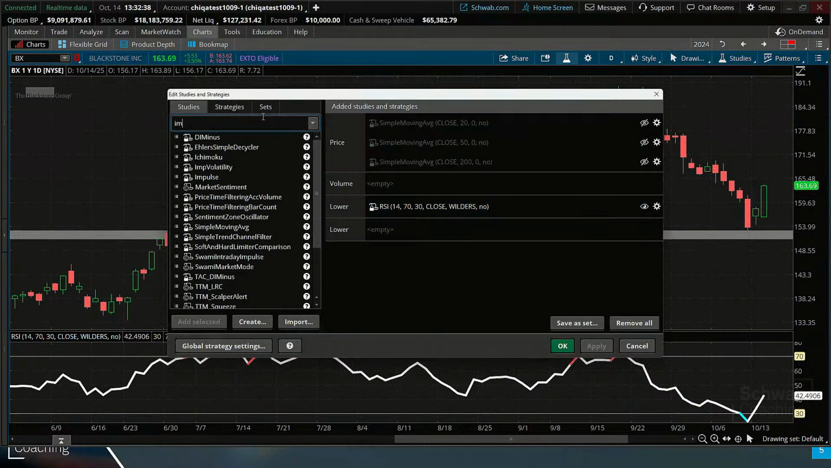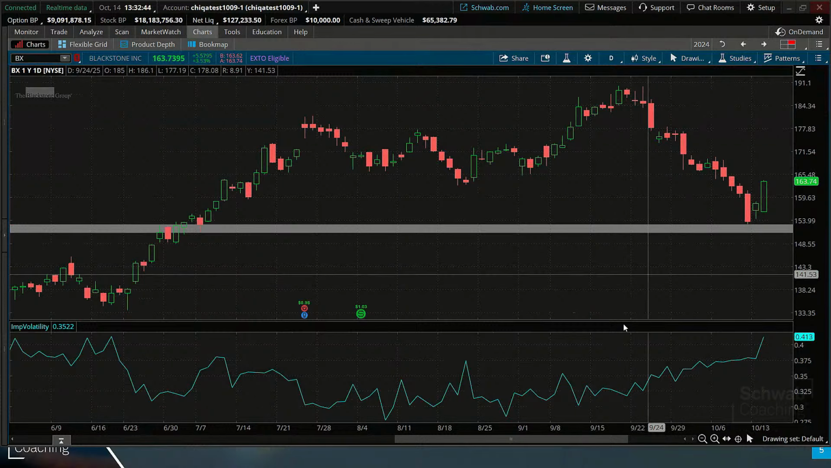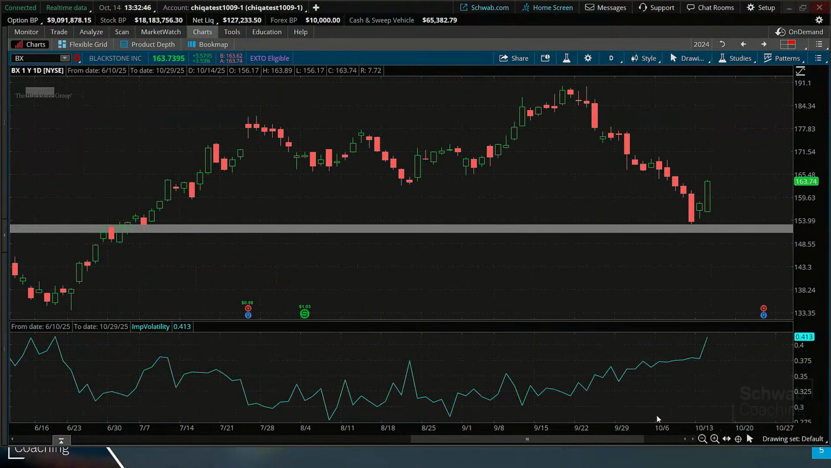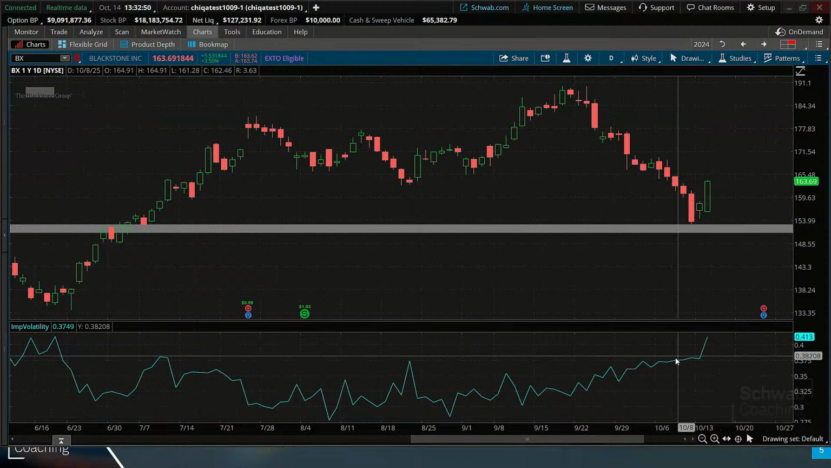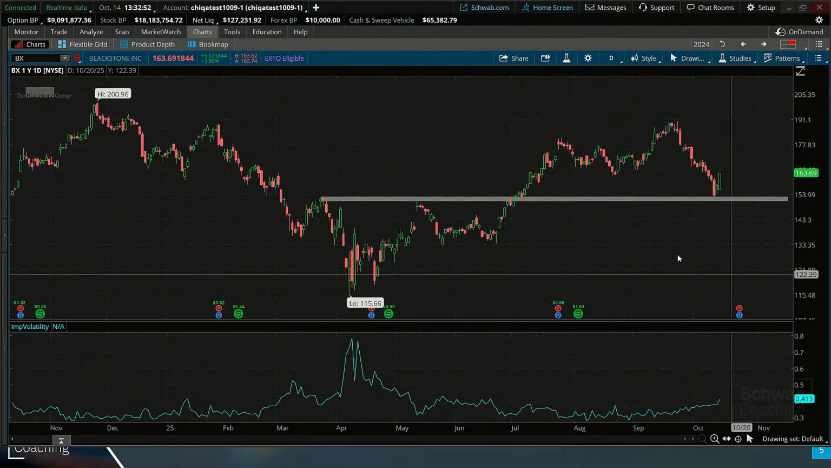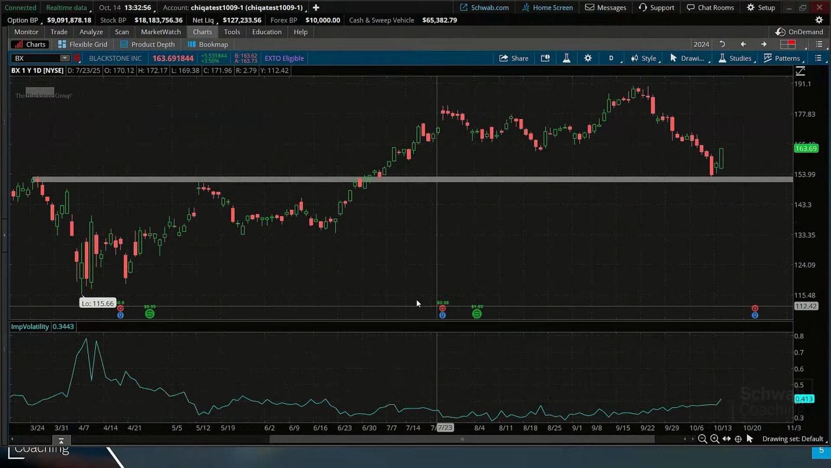Let's check a couple different things, though. Let's check implied volatility to see where that level is, and let's check to see if we have any upcoming earnings announcements. So again, we have one coming up next week. We've had elevated levels of implied volatility. So those are just things to keep in mind as you are crafting this strategy for the option.